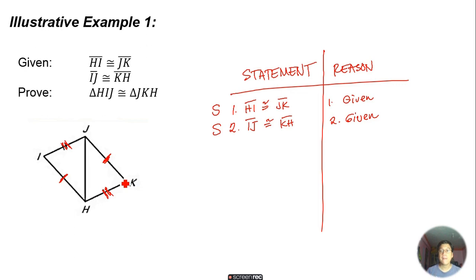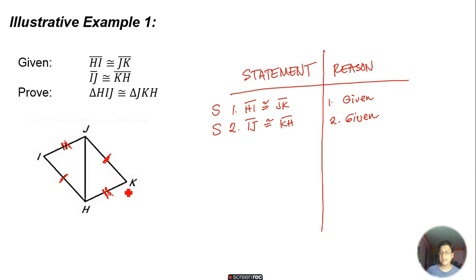Now, I am going to look for a particular side or angle that will complete the congruence postulate. But make sure that you have a reason for saying that the angle or side is congruent, following a particular congruence postulate. If I am going to use side-angle-side, and say I get angle I and angle K because they are between the two sides, do I have a reason for saying that angle I is congruent to angle K? I don't have any reason, right?